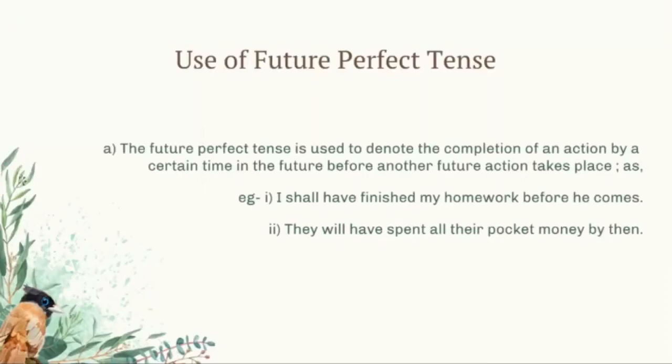Now the uses of future perfect tense. Children, the future perfect tense is used to denote the completion of an action by a certain time in the future before another future action takes place. Example, I shall have finished my homework before he comes. Now, before he comes is the second future action and the first future action has to be completed before the second one takes place and hence we have used it here.